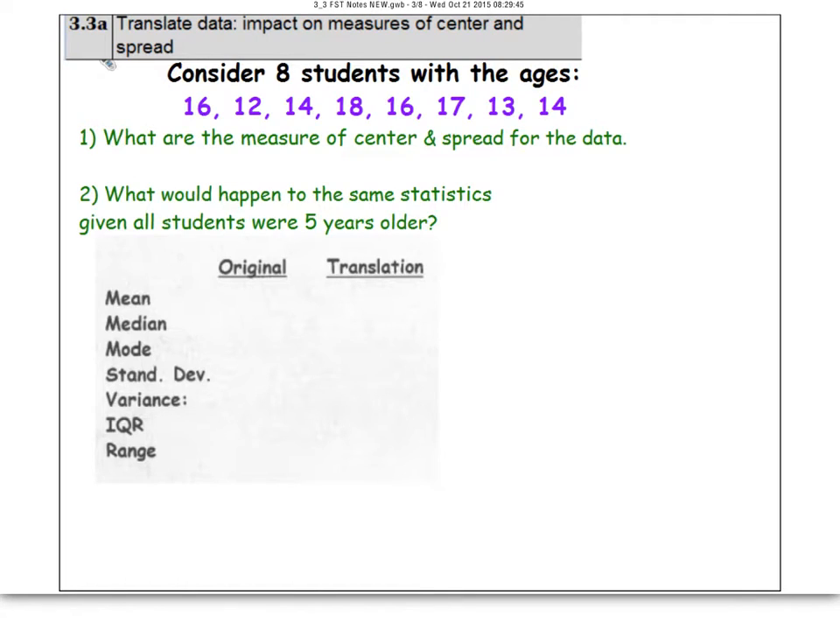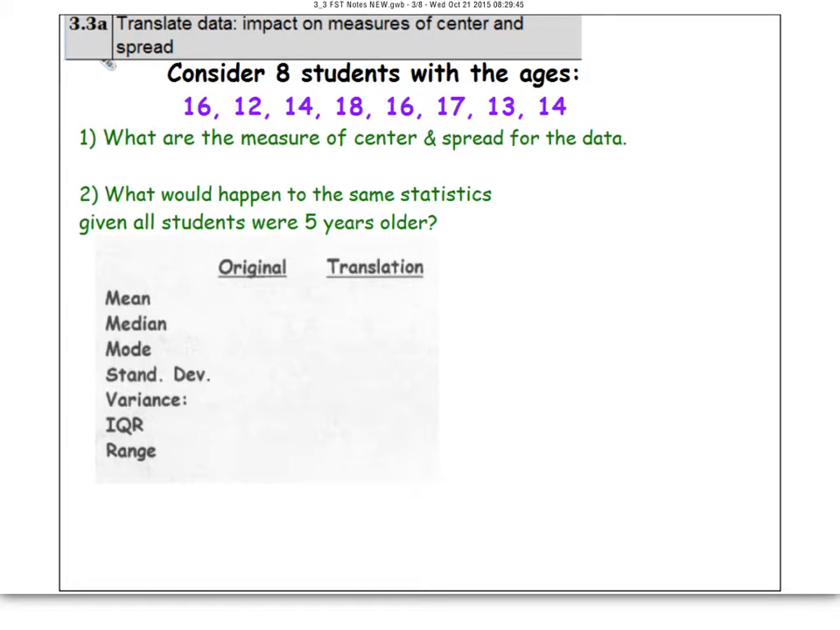In Learning Objective 3.3a, we're going to translate data and look at measures of center and measures of spread. So remember, measures of center we talked about in Chapter 1, mean and median. Measures of spread would have been range, IQR, and standard deviation. So consider we have these 8 students here with these various ages. What are the measures of center and measures of spread for the data?